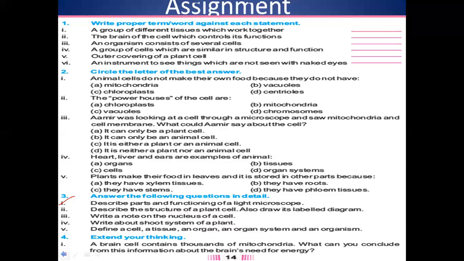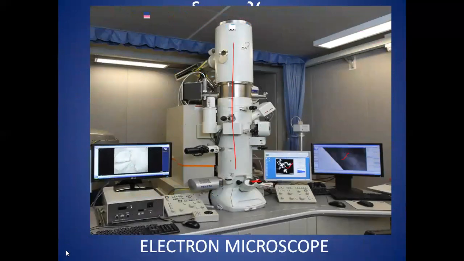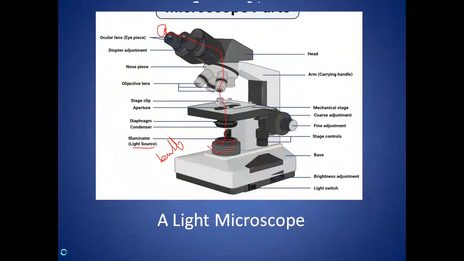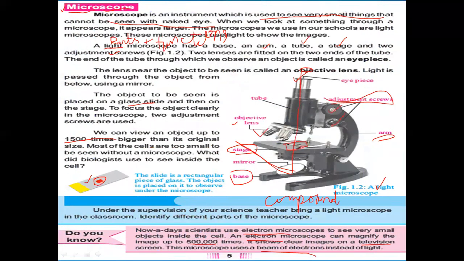So answer number one is, we see here, yes, this one on page number 5, the microscope. You give the heading, then you mark from here up to the naked eye, then you write parts and functioning of the microscope, and you write all about the microscope with the diagram.